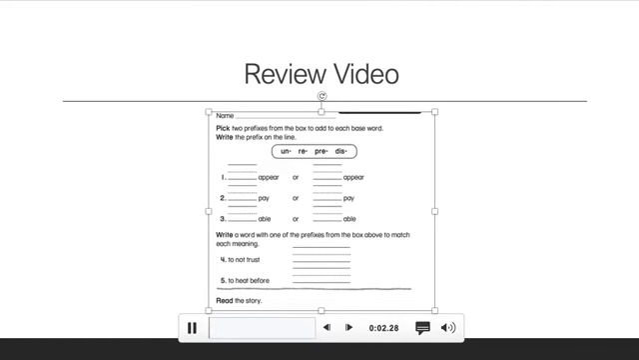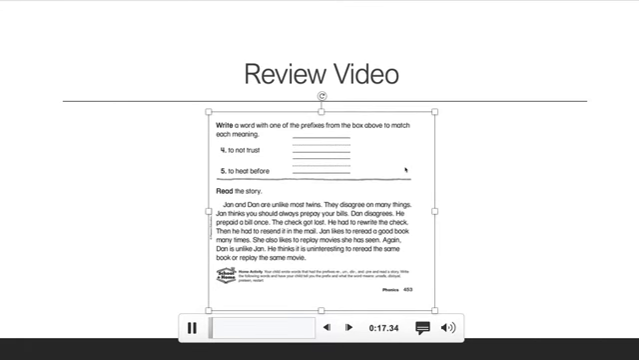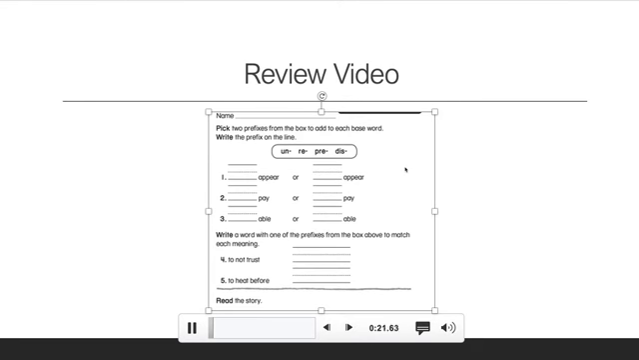Hello, boys and girls. This is your interactive review for Unit 5 and your lesson for Tuesday, April 28th. So we're going to get started with review page 453 in your Readers and Writers Notebook. We're working on prefixes, so you're going to pick 2 prefixes from the box to add to each base word and write the prefix on the line.